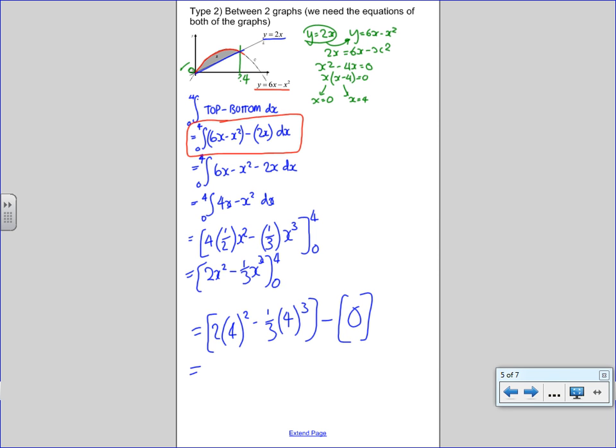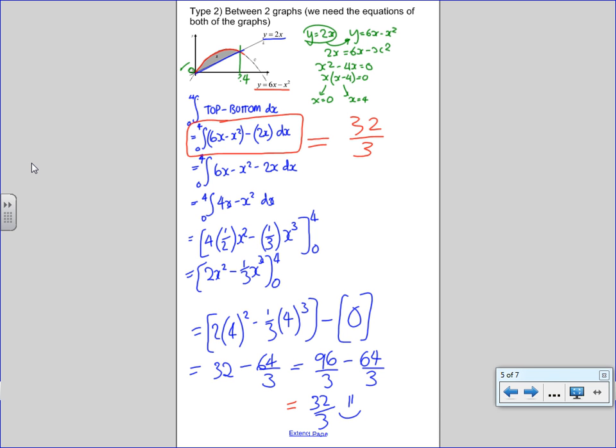4 squared is 16, times 2 is 32, minus 4 cubed, 64. 4, 16, 64. Right, that is 96 over 3 minus 64 over 3. Okay, I've got an answer from the calculator, and I think I'm going to do the same. Oh yeah, brilliant. Fantastic. Excellent.